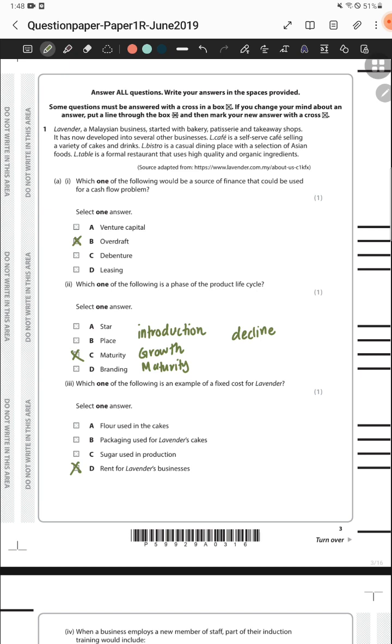Now there could be product extension. This happens at the end of the maturity phase, and instead of going to decline, the product is extended. This doesn't always happen, but the usual stages of a product life cycle are these 4.